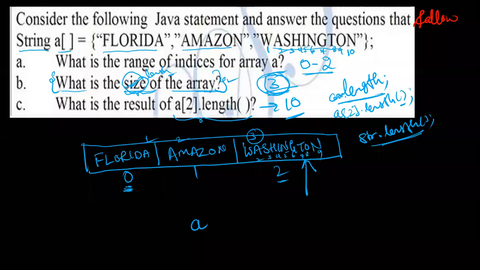We have many questions. I chose some different questions. Actually, they should ask what is the length of the array. Length of the array means how many elements are there: 1, 2, 3. So this is 3. And A2 dot length means in the array, at index 2, Washington is there. Its length means how many characters are there in that string. 10 characters are there, so it will give the answer 10.